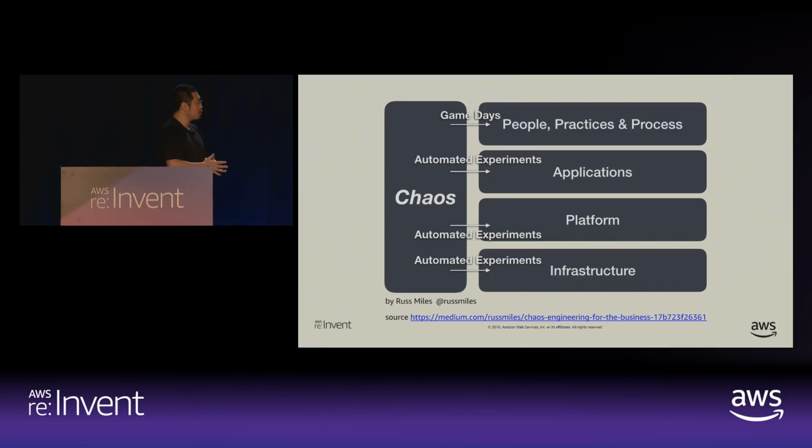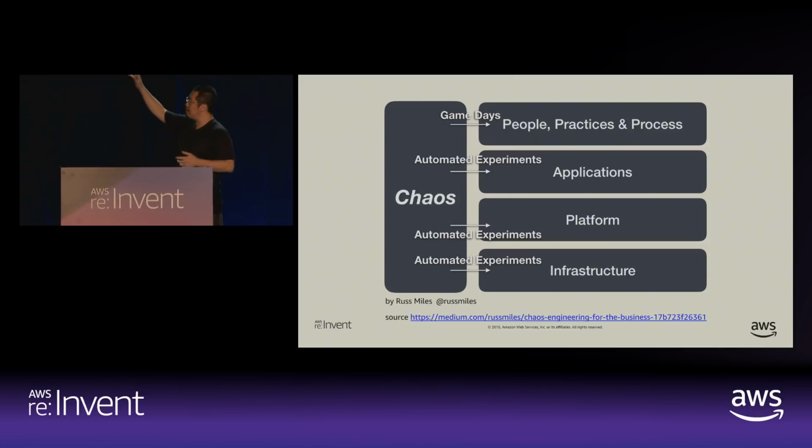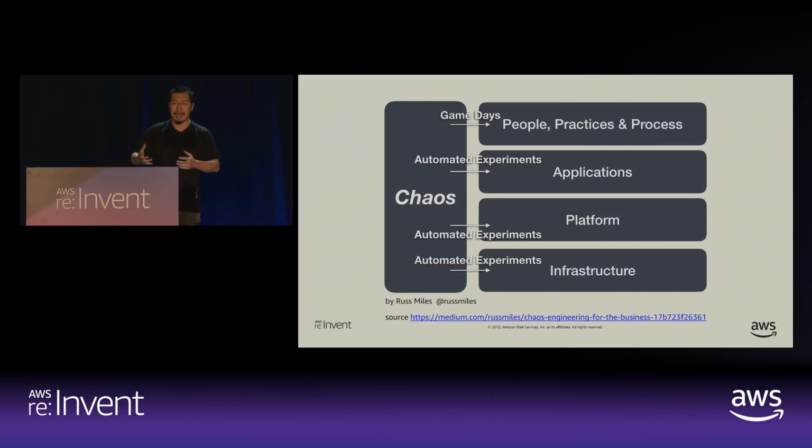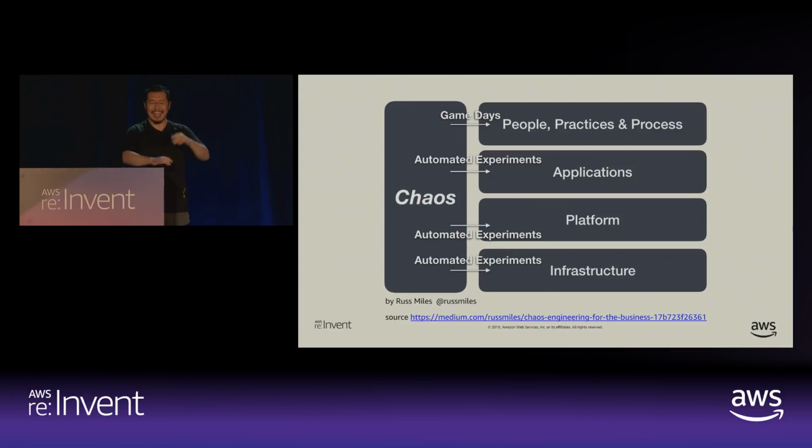And Russ Miles also talks about how chaos engineering is not just about stress testing your infrastructure. It can be applied to your entire stack that covers the people and processes that you have, your application, the platform, and the infrastructure that your platform runs on top of. If anything, the people and processes that you have are oftentimes the first thing that goes, judging by the number of postmortem incident reports I've read that start with, operator did X, and then bad things happened.